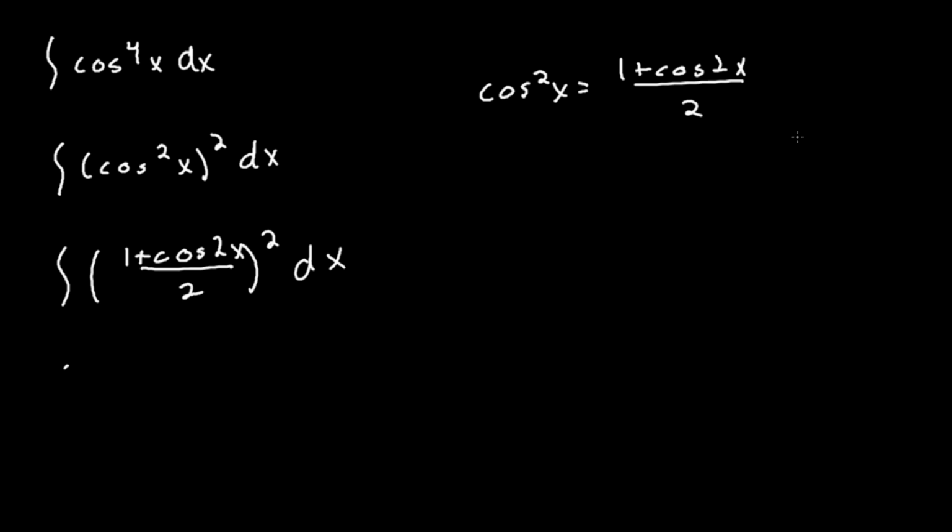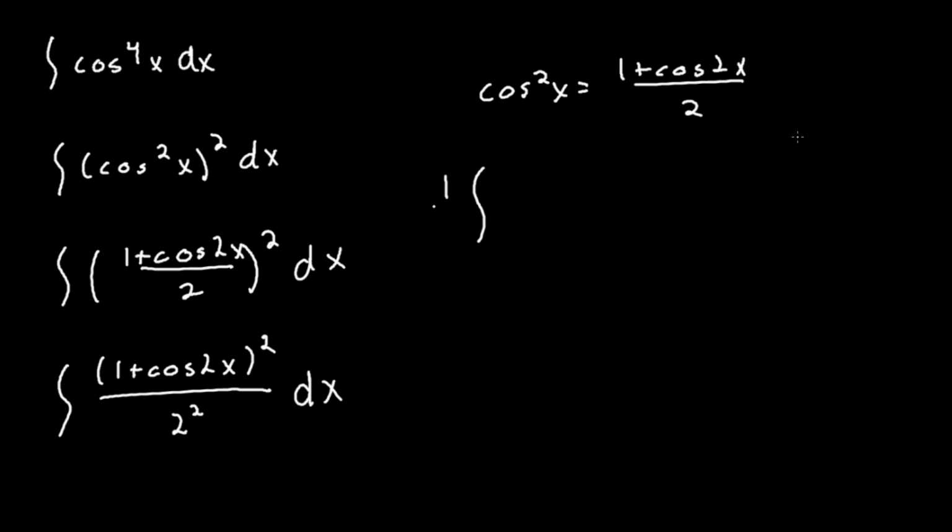Well, what we can also do next is factor out the 1/4 at the bottom here. Technically, when you square a fraction, you square both the denominator and the numerator separately. So we have (1 plus cosine 2x) squared over 2 squared. Right? And 2 squared is just 4. So technically we have 1/4 times (1 plus cosine 2x) squared.